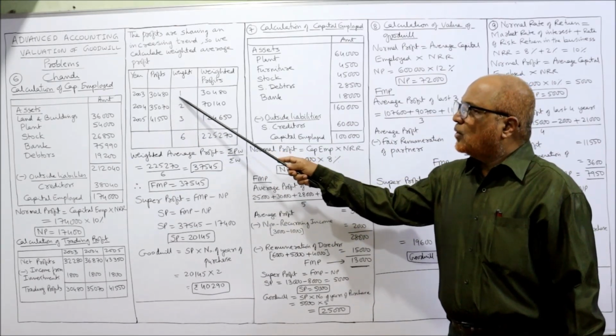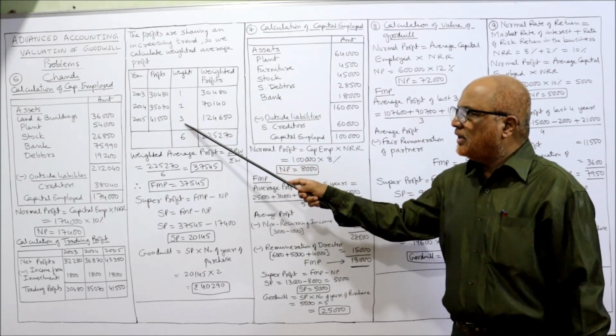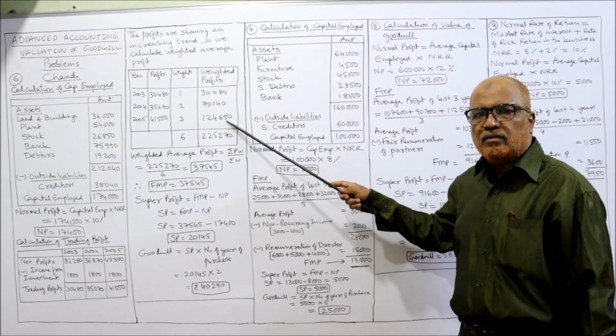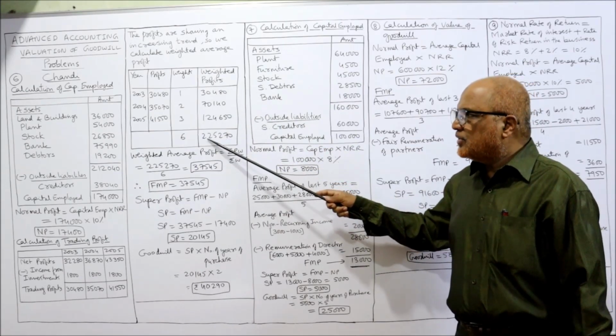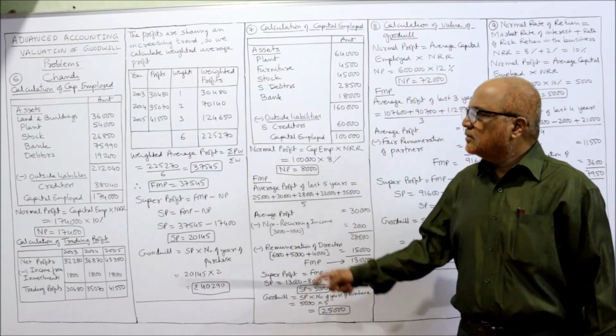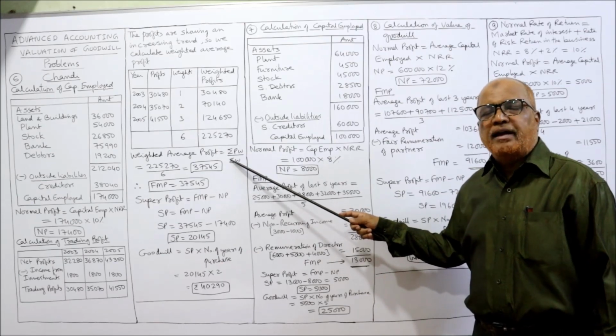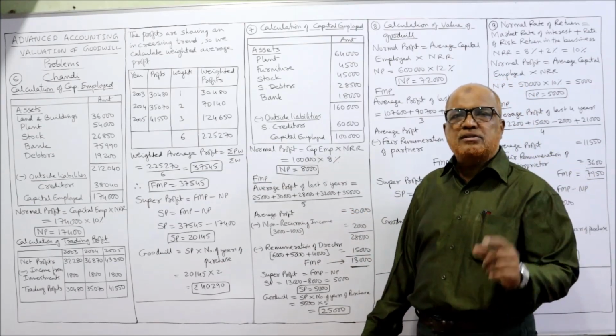Multiply 30,480 into 1, 35,070 into 2, 41,550 into 3. We get the weighted profits. Take the total of the weighted profits, 2,25,270. And the total of weights is 6. Weighted average profit is equal to summation PW divided by summation W. PW means weighted profit.